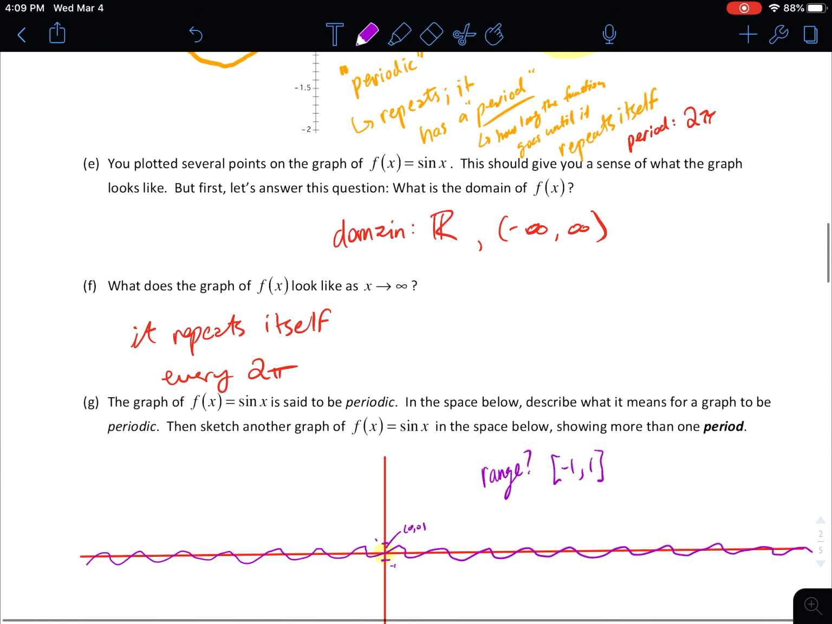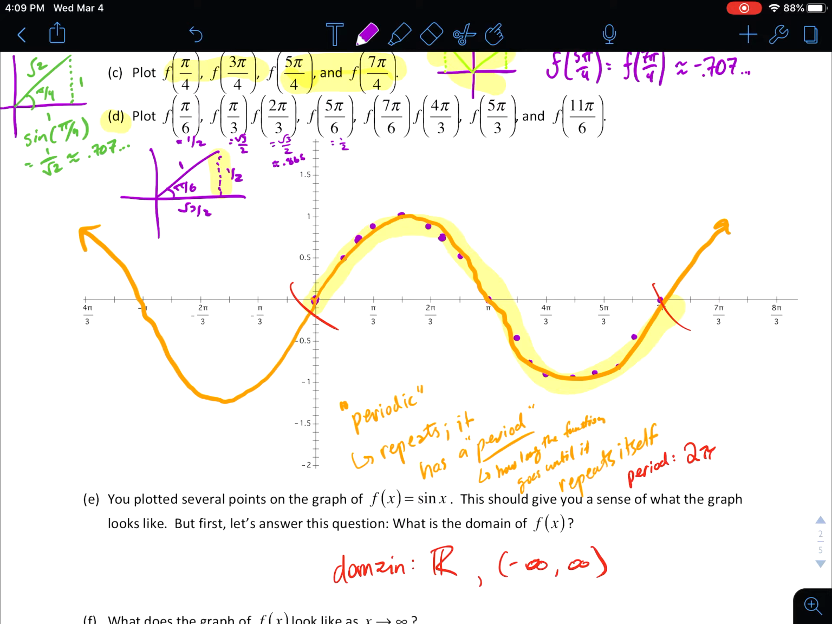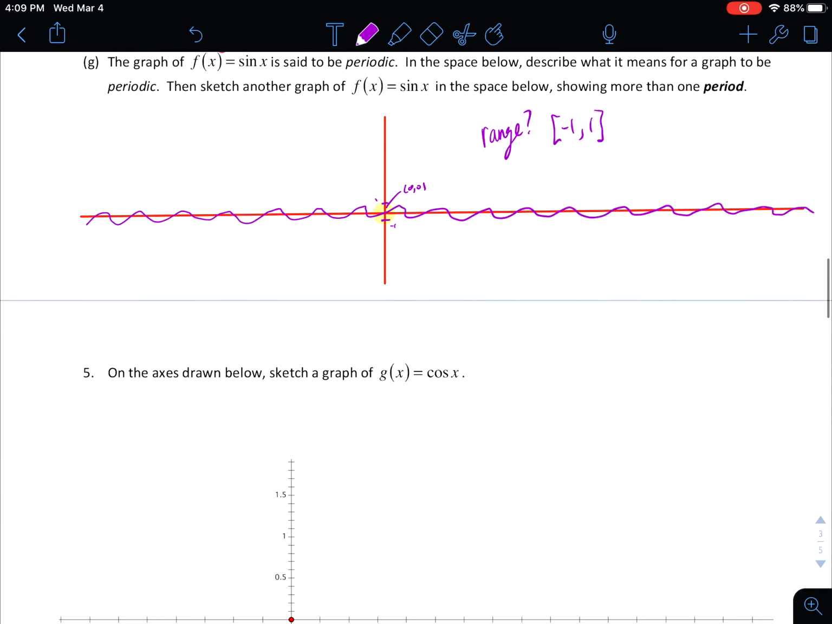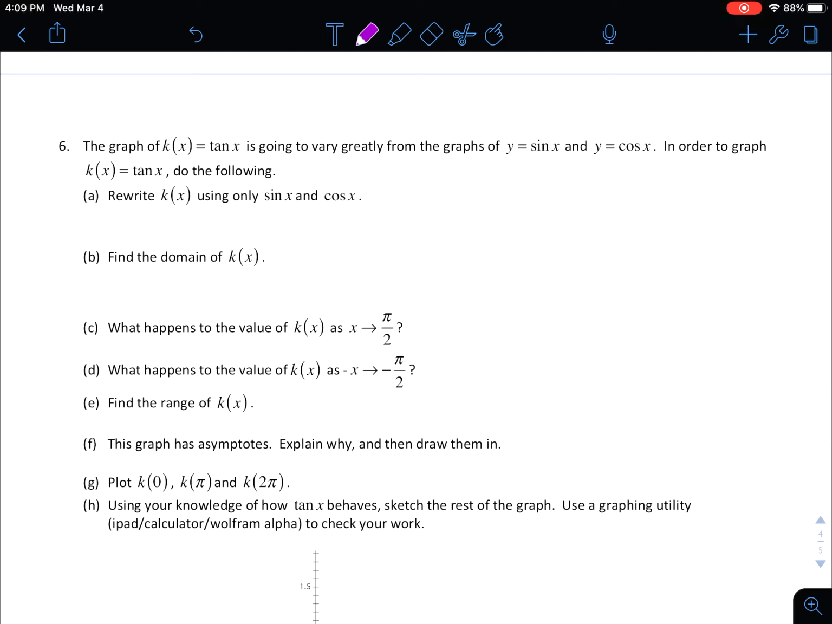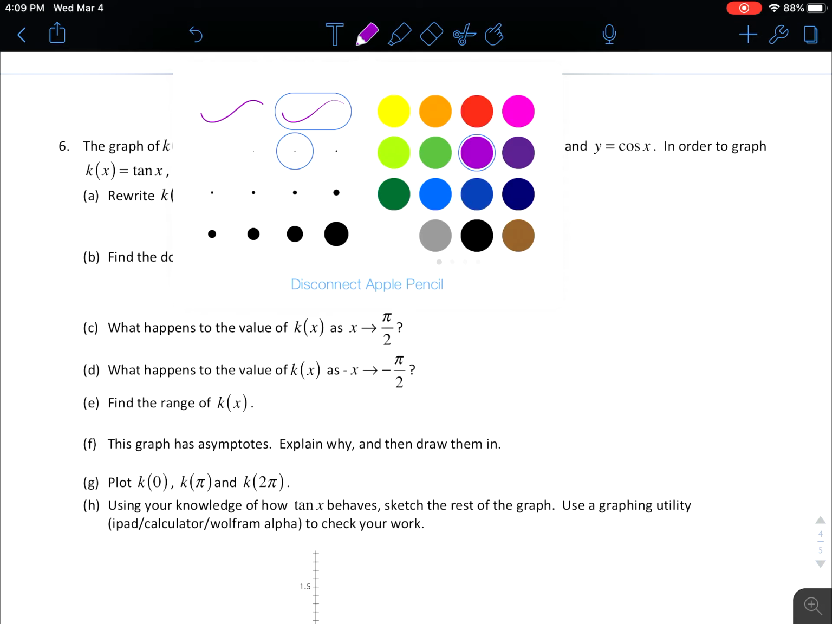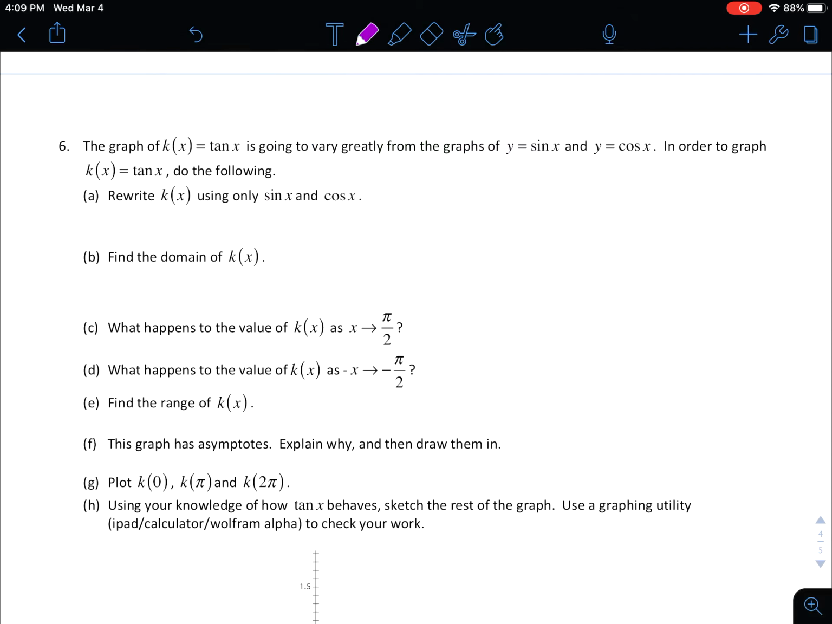Cosine x, I leave up to you. It's a very similar process to what we did with sine of x. And the more you do it, the better you'll get at it. Tan of x is complicated, but it's also so flippin' cool.